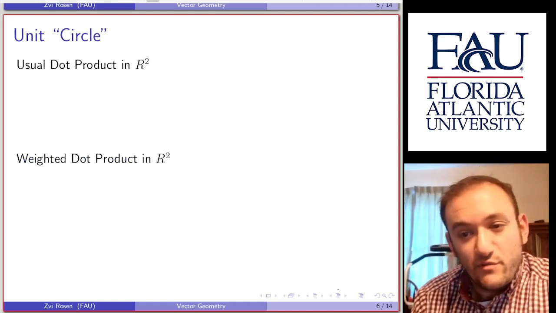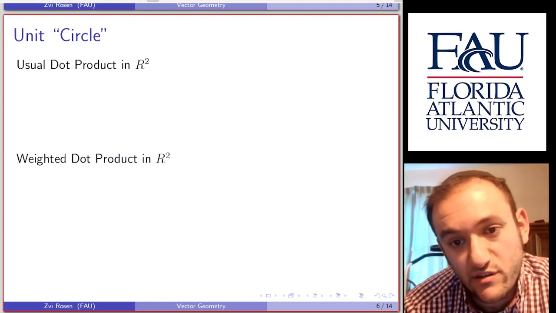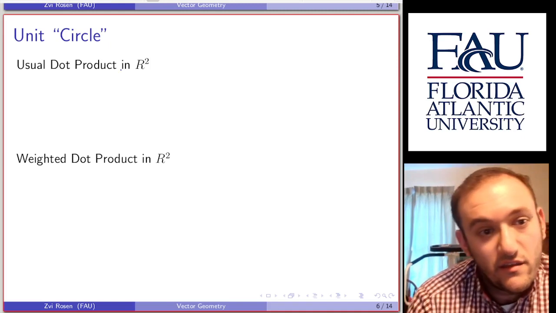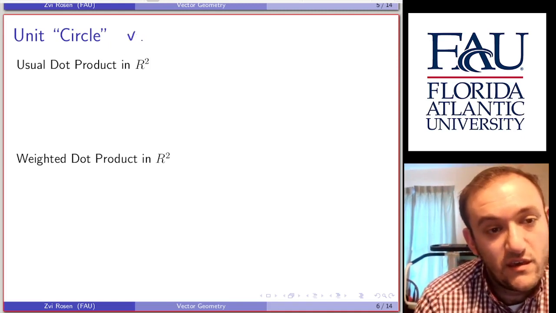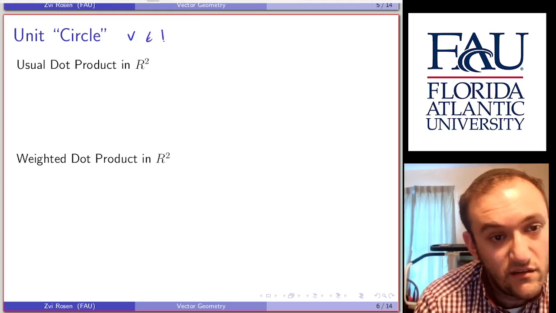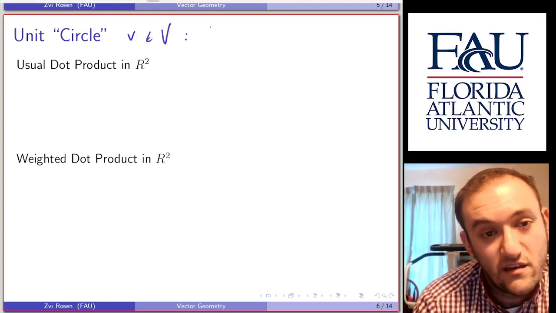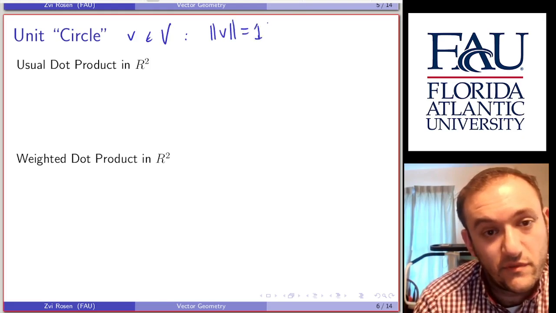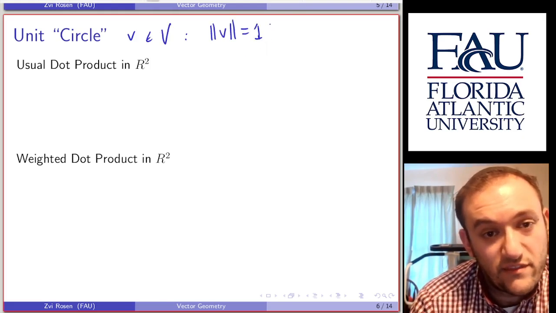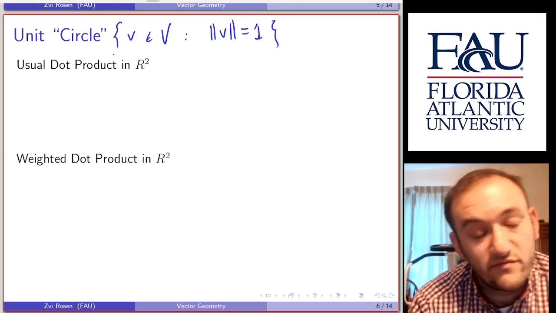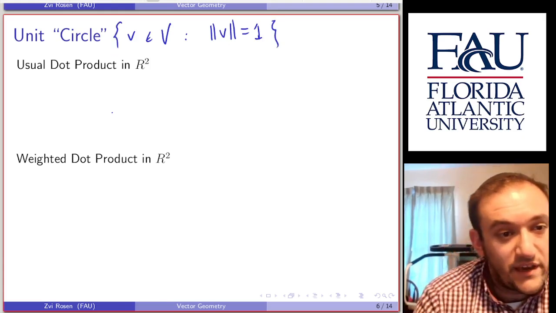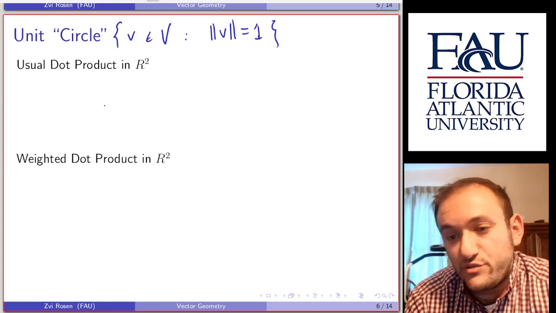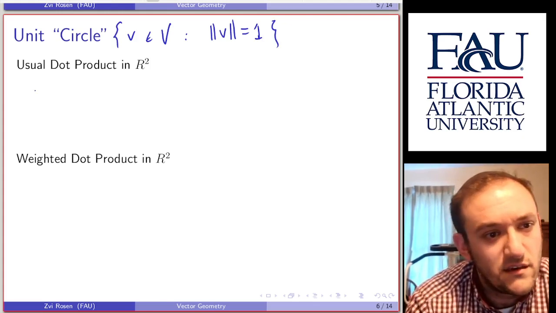Okay. Now let's consider the unit circle. So when I say the unit circle, I'm talking about the vectors v in V such that the norm of v is equal to 1. Okay, and recall that the norm is the square root of the inner product of v with itself. Okay, so if we're using the usual dot product in R2, let's think about what the unit circle is.